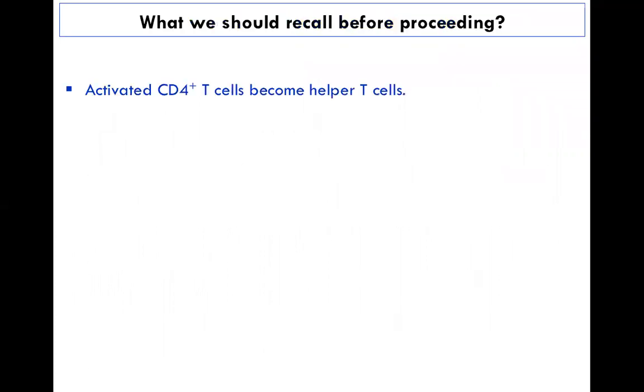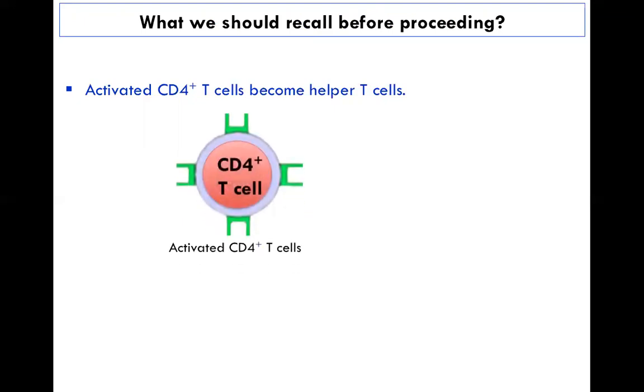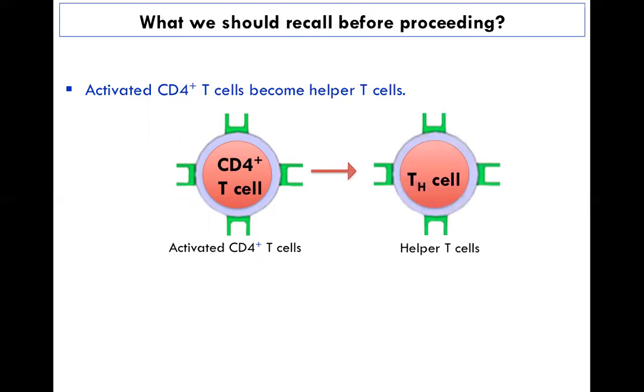Before starting our next lecture, let's recall a few points from our previous lectures, what we have learned so far. We know that activated CD4 positive T cells become the helper T cells. That is, the CD4 positive T cells get converted into the T cells called helper T cells. After understanding that activated CD4 positive T cells form helper T cells, there are two questions that come to our mind.